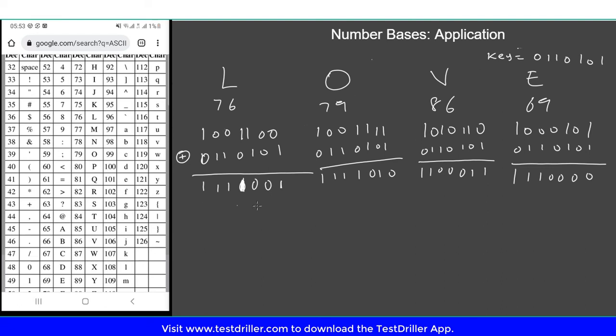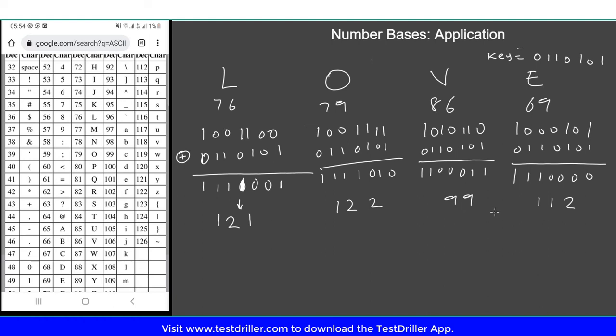But then we need to convert them back to base 10. If you convert this to base 10, this L will give you 1, 2, 1. This will be 1, 2, 2. This will be 99. And this will be 1, 1, 2. So the next question is, what's the character for 1, 2, 1? What's the character for 1, 2, 2? What's the character for 99?